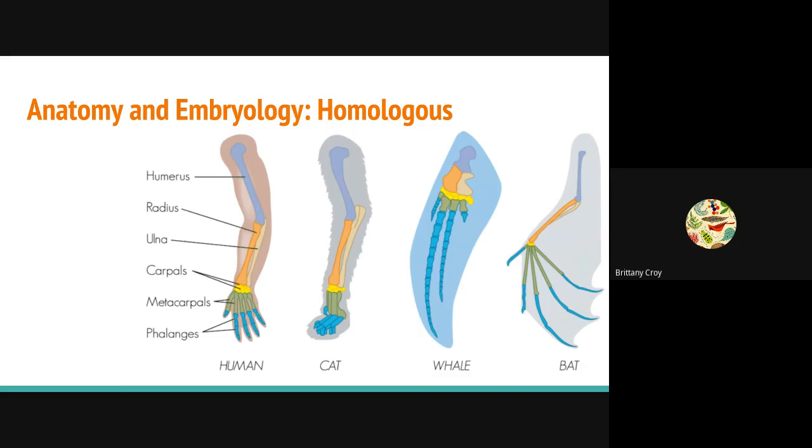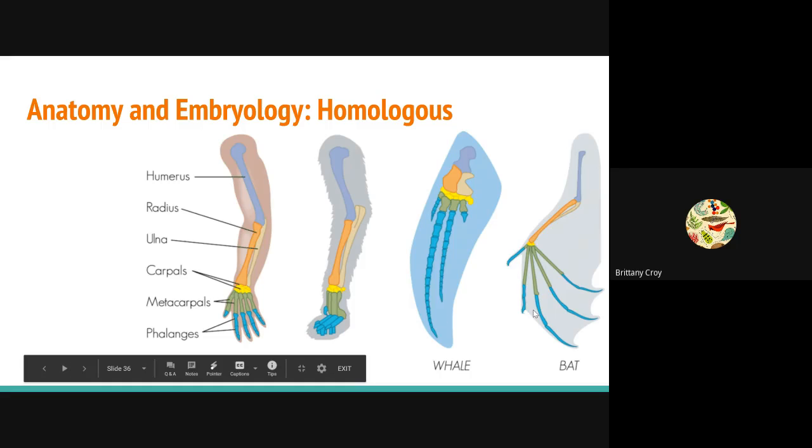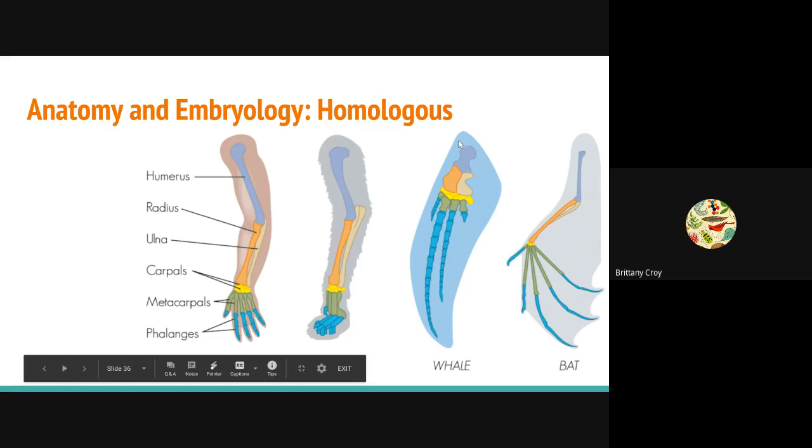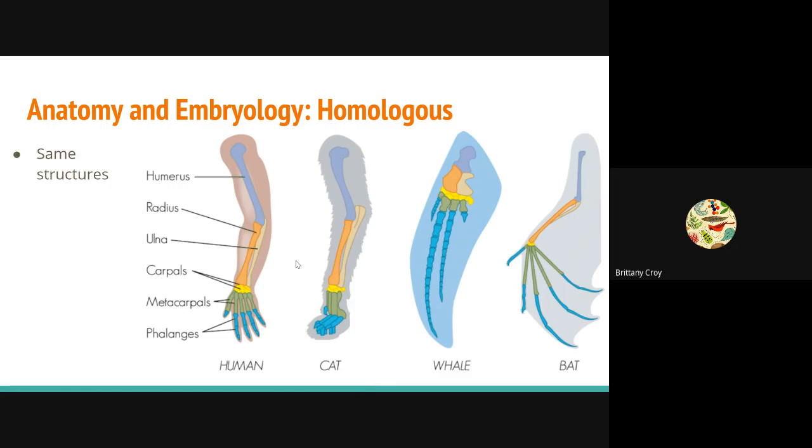Another category is anatomy and embryology, so being able to look at the body. Right there is an image of something called a homologous structure. Homologous, homo means same. So if we look at these bones, we have a human, a cat, a whale, and a bat, and the same color means it's the same bone. That might be surprising to you, that a cat arm is so similar to a human arm, or even a whale arm is so similar to a human arm. These are called homologous structures because they all have the same structures.